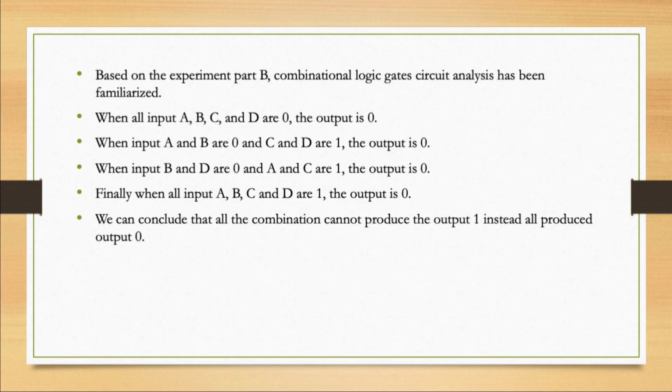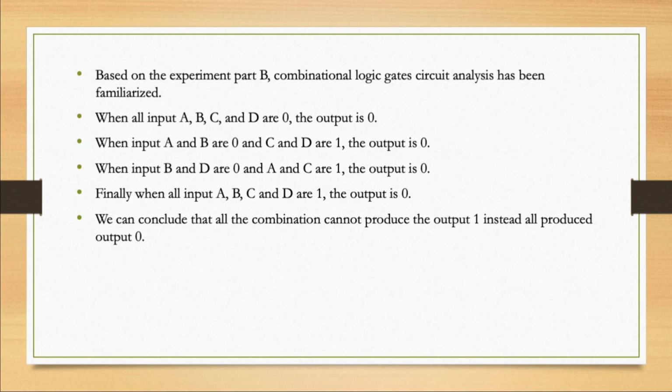When all the inputs A, B, C and D are 0, the output is 0. When input A and B are 0 and C and D are 1, the output is 0. When input B and D are 0 and A and C are 1, the output is 0. Finally, when all inputs A, B, C and D are 1, the output is 0.